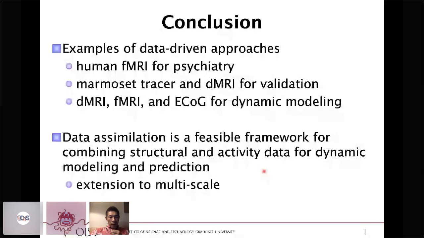So I think data assimilation, which has been shown to scale well in other fields like meteorology, might be a very good framework for combining high dimension experimental data from the brain. So currently we are working on only a single level, and extending it to multiscale is a very interesting future work.